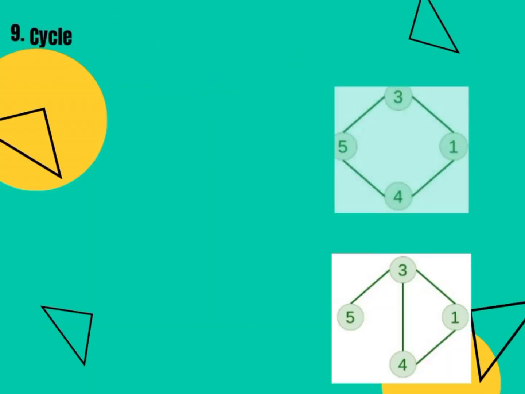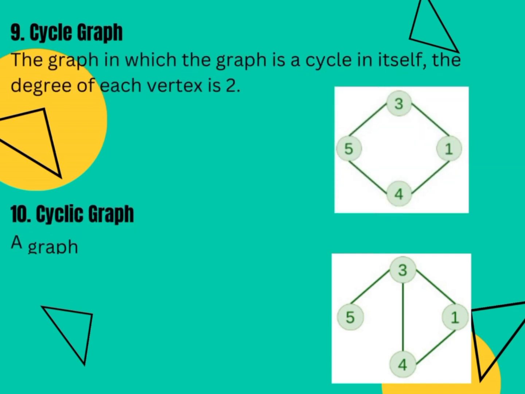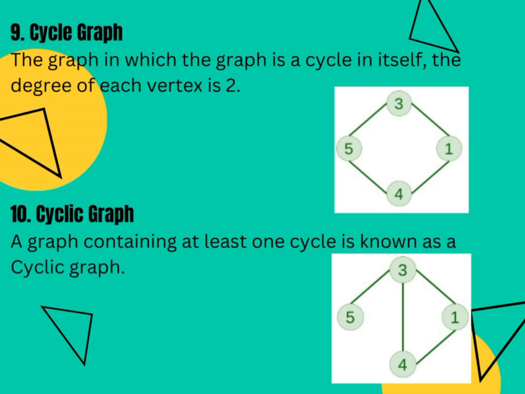Cycle graph and cyclic graph. In a cycle graph, the degree of each vertex is equal to the degree of other vertices, and the number of vertices and edges are equal in a cycle graph. Cyclic graph. A cyclic graph contains at least one complete cycle in it.